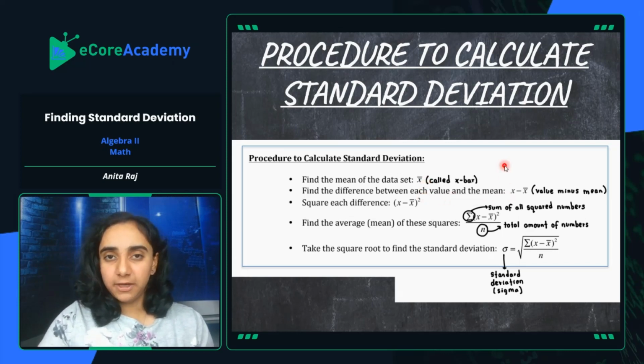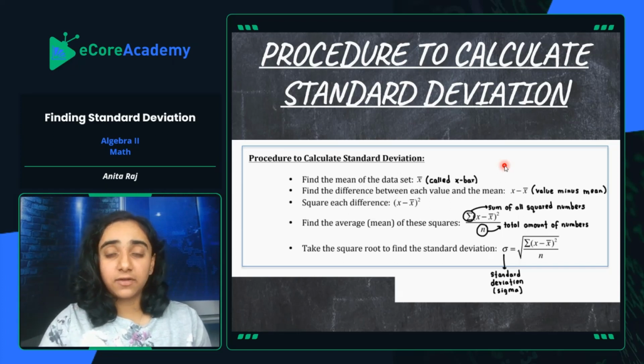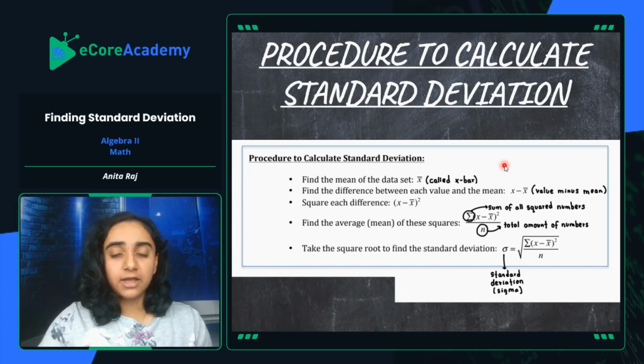Afterwards, we're going to find the difference between each value and the mean. After we find the mean, we take each value in the data set and subtract x bar, the mean, from it. Let's say our data set is 9, 8, and 10. The average of that is 9, so we're going to subtract 9 from 8, from 9, and from 10. We subtract the mean from every value in the data set, so the value minus the mean.